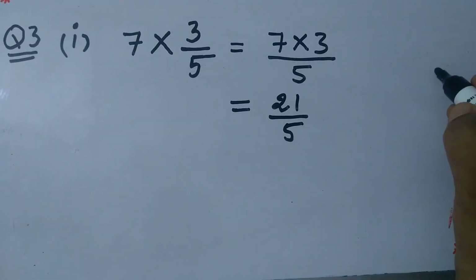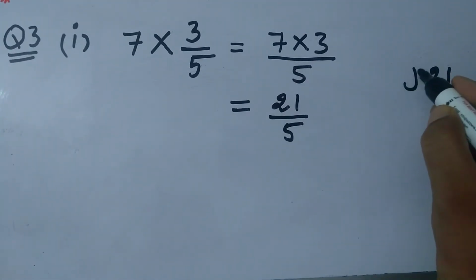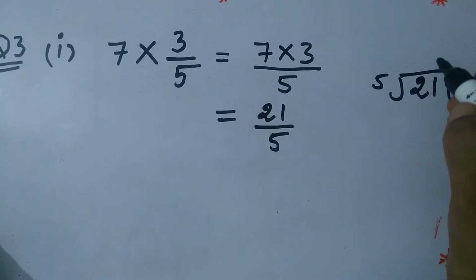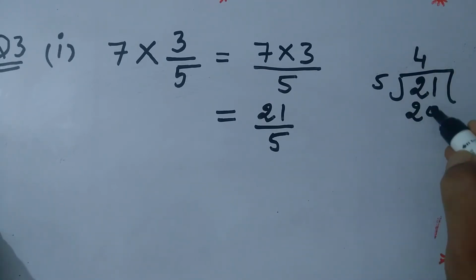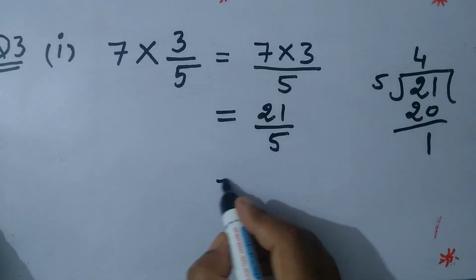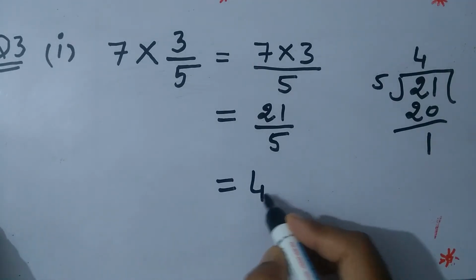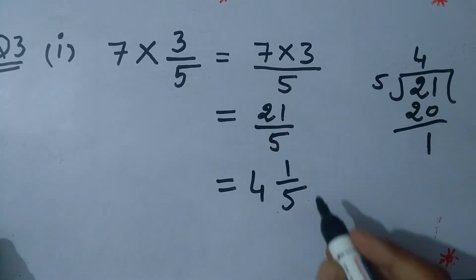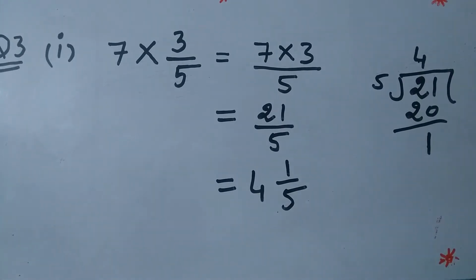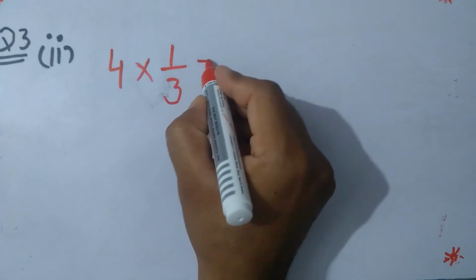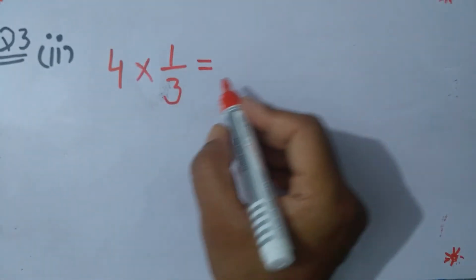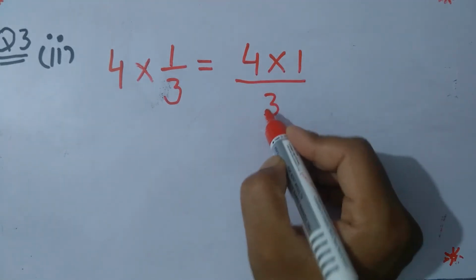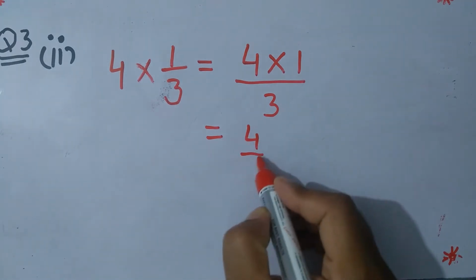So now what do we do? We divide 21 by 5. So 5 fours are 20, and 1 is the remainder. So we can write this as 4 and 1 upon 5. So this is the mixed fraction. Now our next part is 4 into 1 upon 3. So this means 4 into 1 divided by 3 equals 4 upon 3.